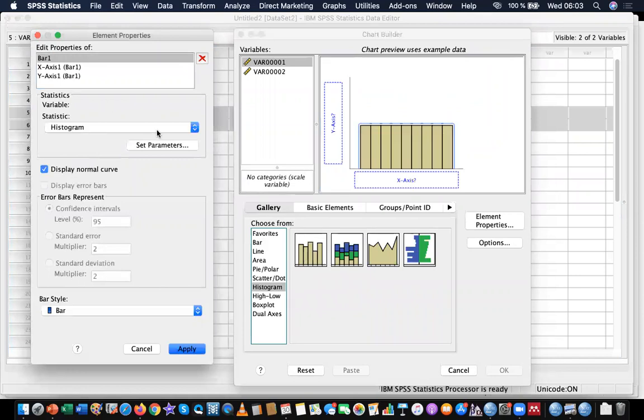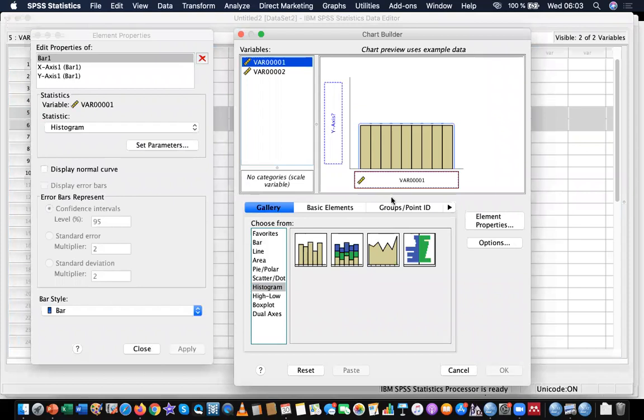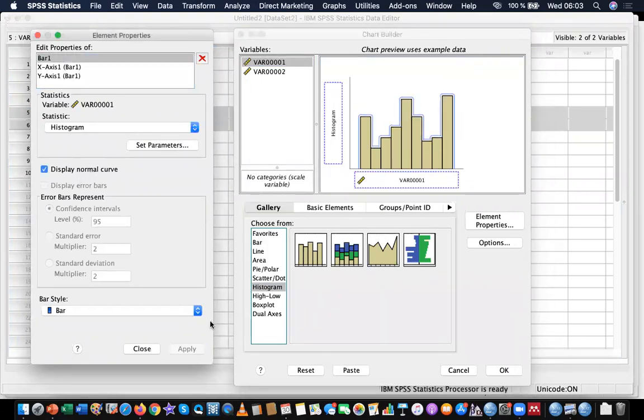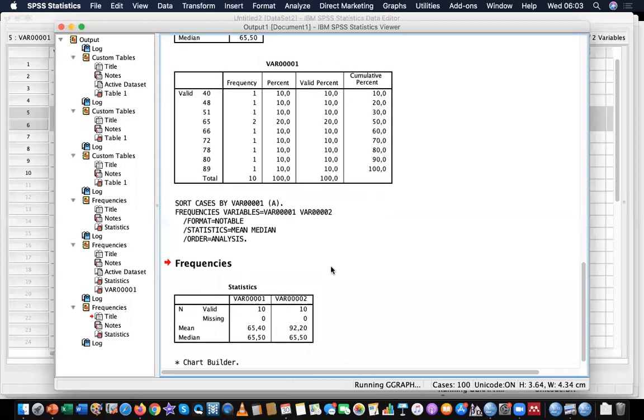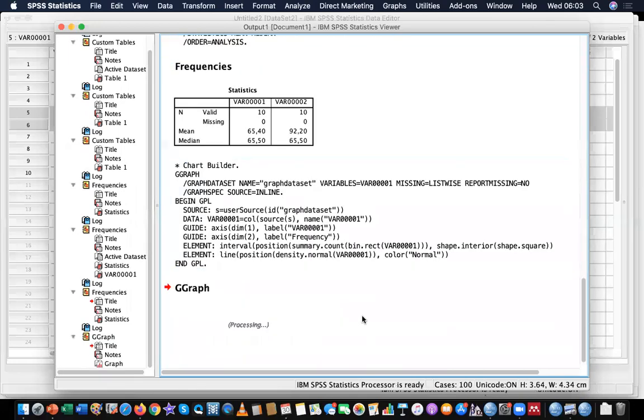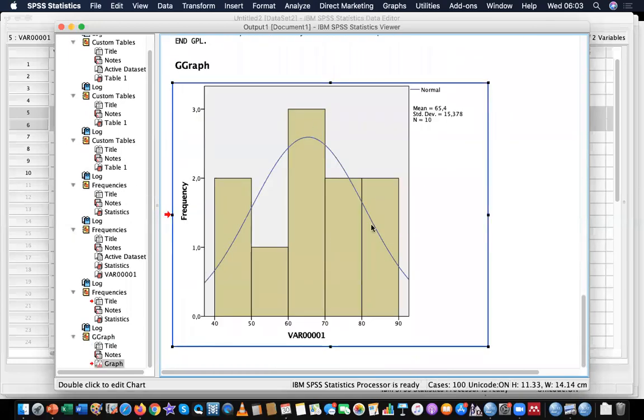Display normal curve. And histogram of this first variable. Display normal curve. Apply. Histogram of this first variable. You see, it is quite symmetrical. The bell-shaped curve here is quite symmetrical.